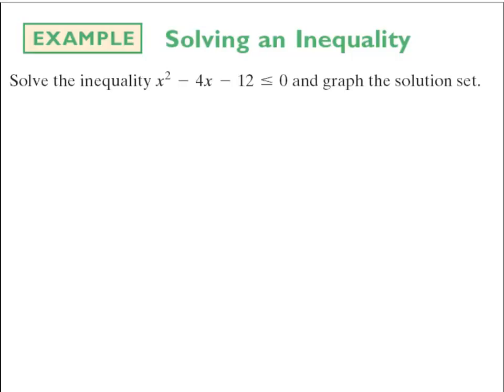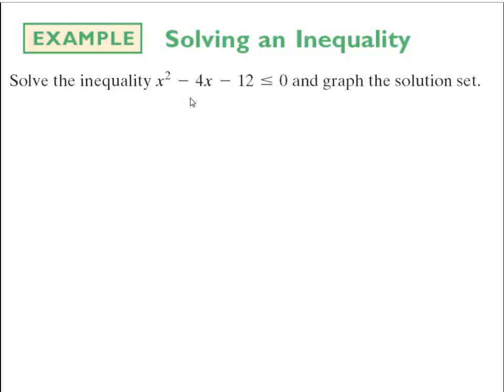So the first thing we want to think about is if we were to graph this parabola. If we were to graph f of x equals x squared minus 4x minus 12, that's a quadratic function. So we could pretty easily find the vertex, at opposite of b over 2a. We can see that a is positive, so it opens up. And in particular, we could find the x-intercepts. We could set this quadratic equal to 0 and find the x-intercepts.